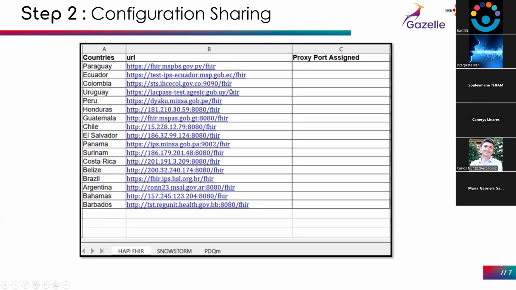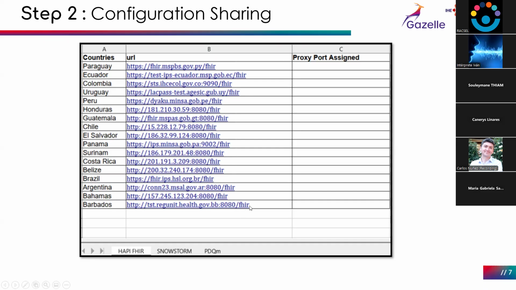So now after your registration, as I said in my previous slide, we request you to provide the URL of the endpoint of your Happy Fire and the endpoint of your Snowstorm server. This is an example of some configuration information provided by the countries last year. Paraguay, for example, this is what they provided us. Ecuador, Colombia, Uruguay, Peru, Honduras, and all the countries that participated last year. These are the configurations you shared with us.